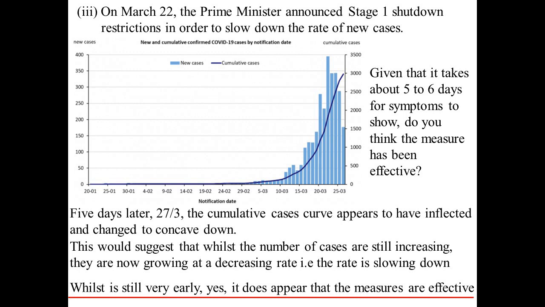And at the time, little did we know what was to come, hey? All right. So, as I said back then when I wrote this example, it's still very early, but yes, it does appear that those measures were effective. Well, they were, sort of. Okay, 90.